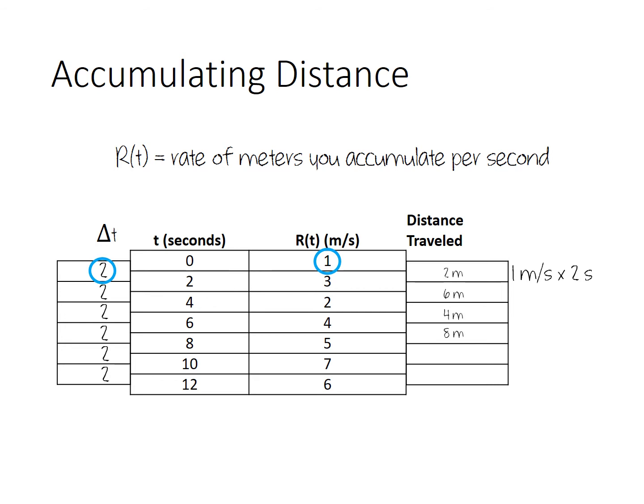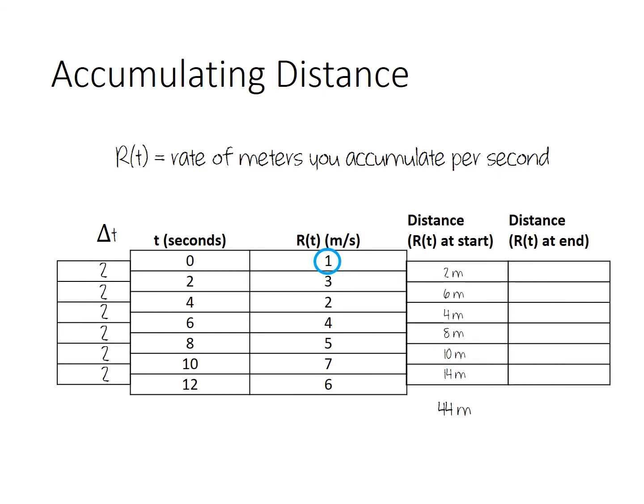You could keep on doing this for each of the other intervals, and then add them up to get that you've accumulated a total of 44 meters. We also could have done these computations using the endpoints of each interval. You'd do the same thing as before, but, for example, in the first 2-second interval, you'd assume that the rate was 3 meters per second for the entire interval, so you'd get a distance of 6 meters for that interval. If you do this for all of the other intervals, you'd get a total distance of 54 meters.